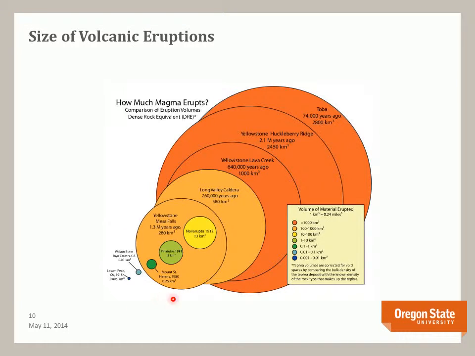So let's look at some things down here in the lower end. We have Lassen Peak, which is one of the volcanoes that people researched. And here we have Mount St. Helens, the eruption in 1980, and Pinatubo in 1991. So these are pretty small events when you look at other historic or more ancient eruptions. Yellowstone had 3 major eruptions in the last 1.5 million years or so. Here's Mesa Falls, here's Lava Creek, and here's Huckleberry Ridge. And these are big, huge regional events.